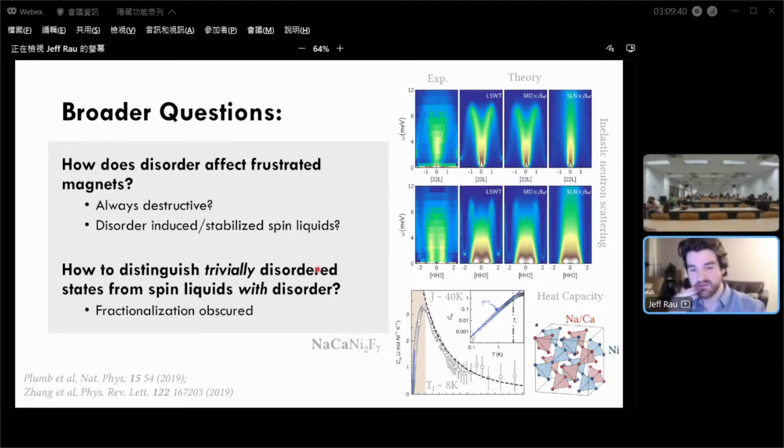Further, how do we distinguish something that's trivially disordered, that's just broadened because of disorder, from a spin liquid which is fractionalized in some sense, but also has a little bit of disorder, where that fractionalization is obscured? In some of these cases, the answer is not particularly clear. So this is an example of a magnet that has disorder. It's disordered. At some point, it actually freezes. It's a spin 1 Heisenberg-like model on a pyrochlore lattice. If this was a classical model, it'd be a Heisenberg pyrochlore antiferromagnet, which is known to have a classical spin liquid ground state.